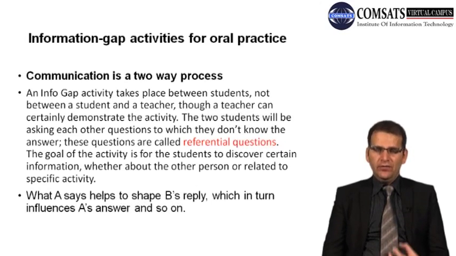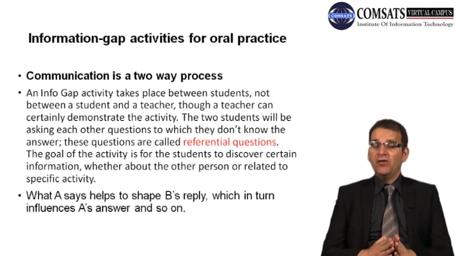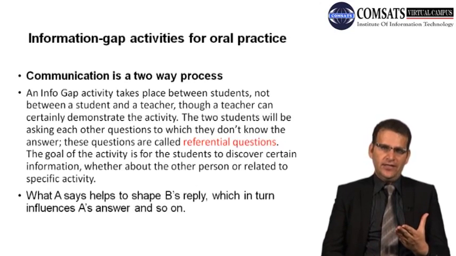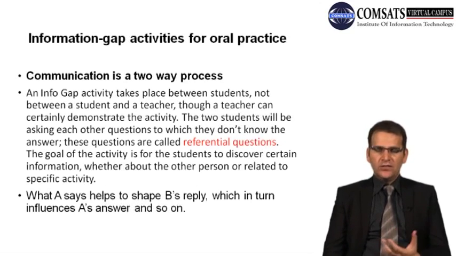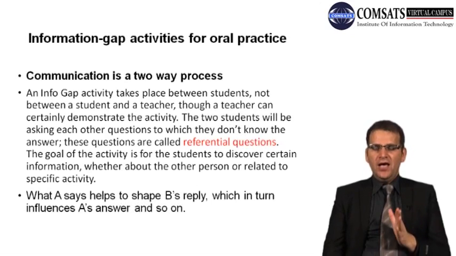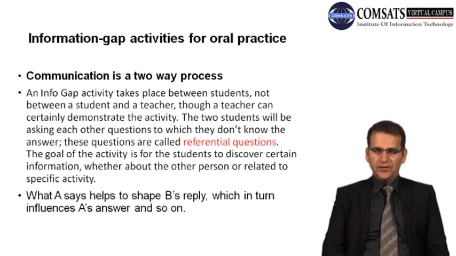Fine, because definitely when Ali asks a question, what time is it? Right? Now B replies, it is 5 o'clock or it is 5 p.m. So B, Zishan, replies to Ali. Or, how is the weather today? It is sunny today, right? So this is what we see in information gap activities: what Umar says, Mumtaz replies. So Umar's questions help Mumtaz reply, which in turn influences A's answer and so on, right? So this is what happens in information gap activities.